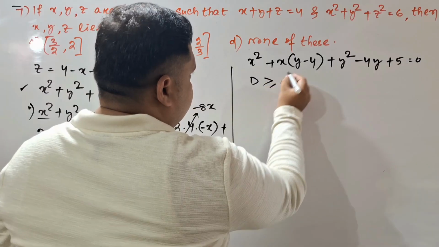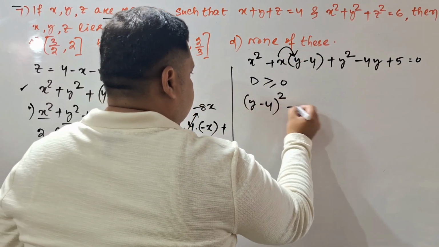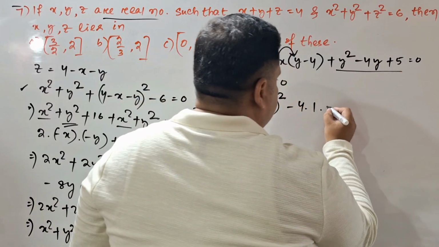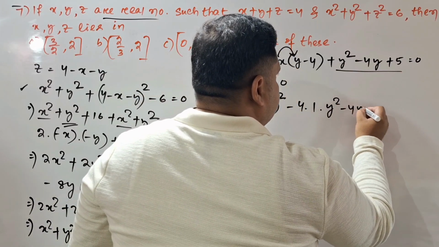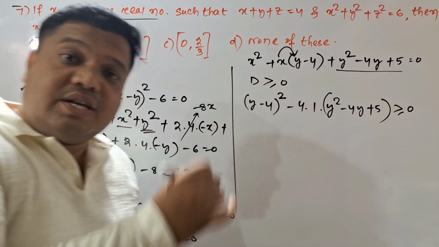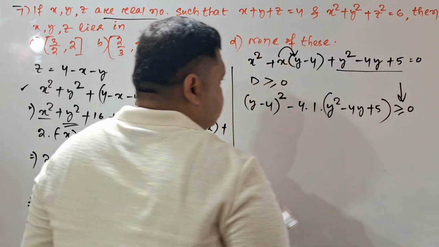So b square, b means the coefficient of x, here y: minus 4 whole square, minus 4ac, where a is the coefficient of y square and c is the constant term, is greater than or equal to 0. In this way you create the inequality. And which symbol is there? Greater than or equal to symbol is there.